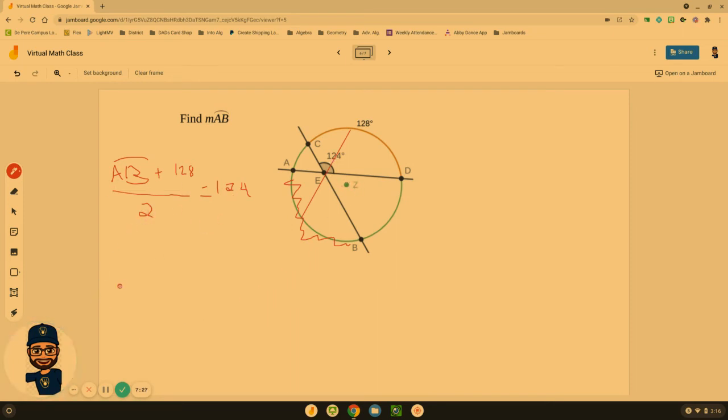All right, so I'm going to multiply by 2. Arc AB plus the 128 that we already know has to be 248, right? Because we multiply both sides by 2. So now I'm going to subtract the 128 from both sides, and we get arc AB is equal to 120 degrees. All right, so this is that new third rule, okay?